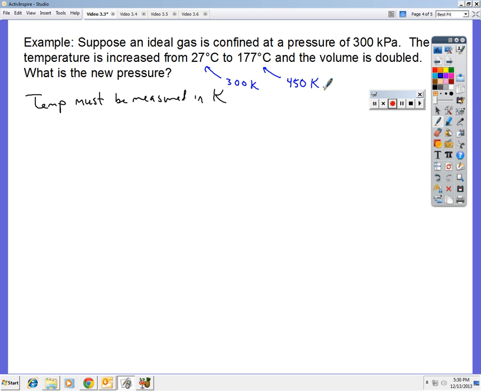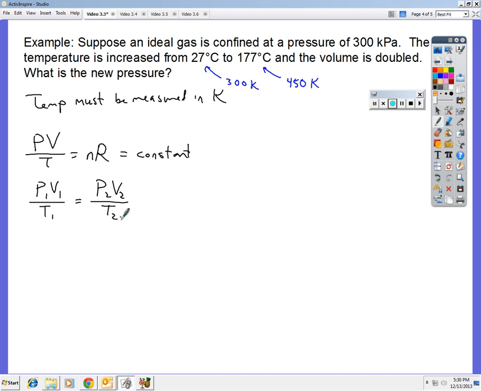However, what we can say is that the number of molecules isn't changing, so the quantity PV over T, which is equal to nR, is a constant. And that means that the initial pressure times the initial volume divided by the initial temperature equals those same quantities at the end of the change. And so if we do some algebra, the new pressure equals P1 times the ratio V1 over V2 times the ratio T2 over T1.